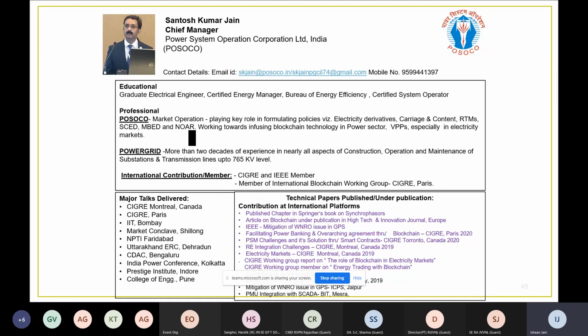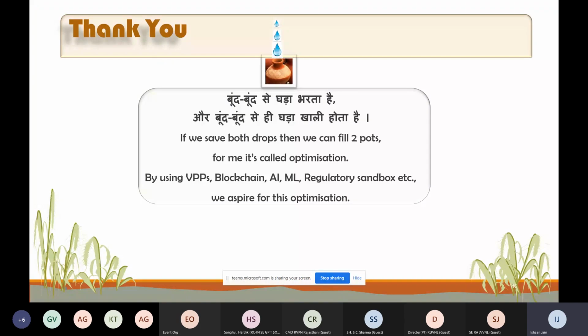So this is the saying, बूंद बूंद से घड़ा भरता है और बूंद बूंद से ही घड़ा खाली होता है. And if we save both drops, then we can fill two pots. जो भर रहा है वो और जो खाली हो रहा है वो, तो दो pot हम भर सकते हैं. And for me, it's called optimization. And by using virtual power plant, blockchain, AI, ML, regulatory and so on, we aspire for this optimization.